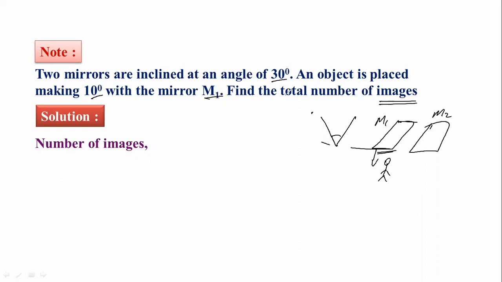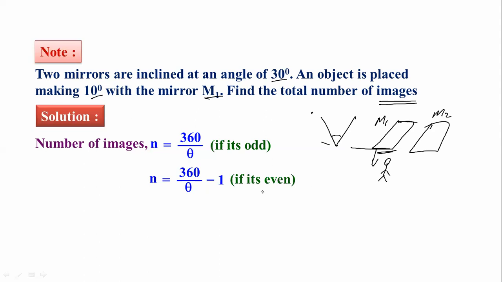To find out the number of images, we have a formula: n equals 360 divided by theta. This is the general formula. If 360 divided by theta is an odd number, then that is the number of images. What if this value becomes even? If it is odd, you can directly write it. But if 360 divided by theta is even, then you have to subtract 1 from the original result.